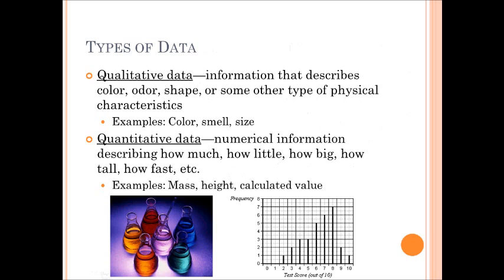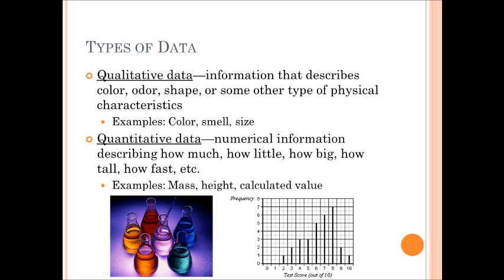Alright, in an experiment, you have two types of data that you can collect. You have qualitative data, which describes something. It can be the color, the odor, the shape, some sort of other descriptor. So smell, size, color, those are a few examples. Quantitative data is numerical information that you collect. This can be mass, height, or a calculated value like density, speed, things of that nature.